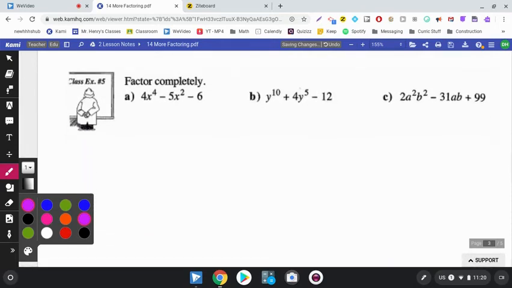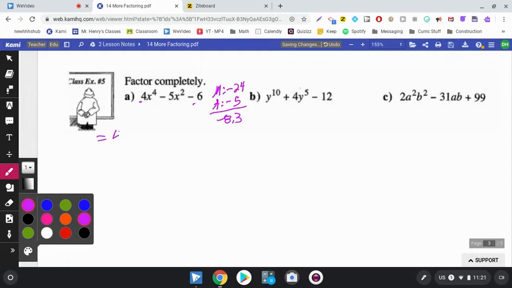I think this is maybe a page ahead. Number 5. Well, I can do decomp when there's a bigger coefficient as well. So 4x to the 4 minus 5x squared minus 6. 4 times negative 6, I need to multiply to negative 24. I need to add to the middle negative 5. So I can do decomp even with this bigger thing. Okay, well, that would be, I think I have a negative 8 and a positive 3.